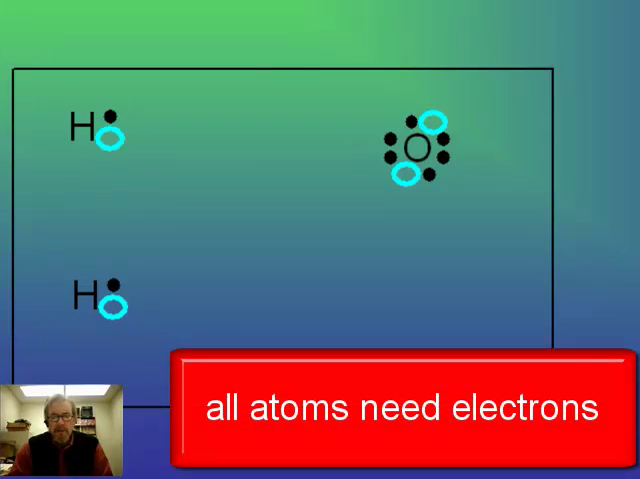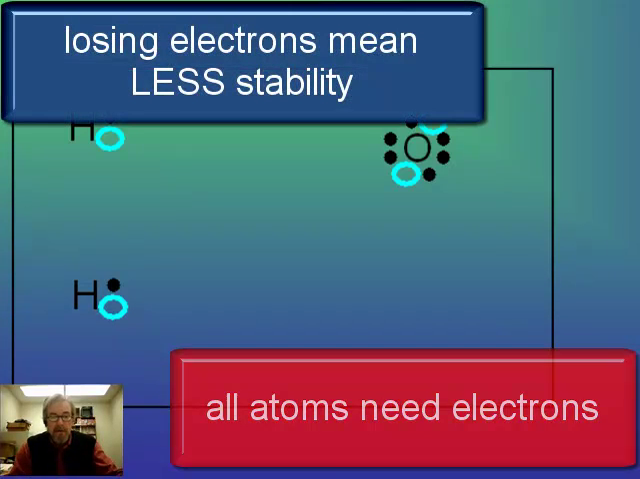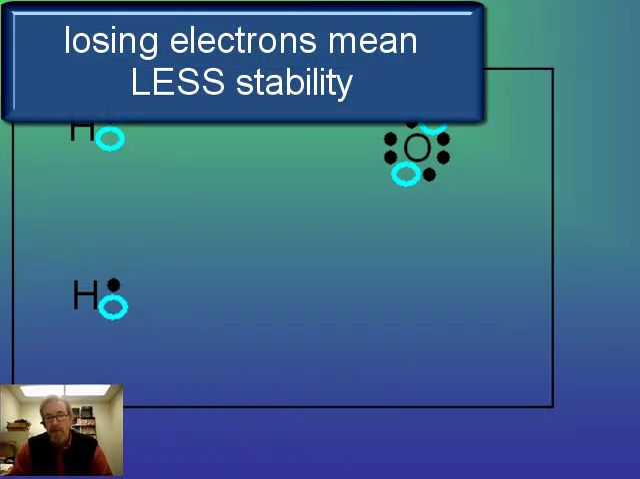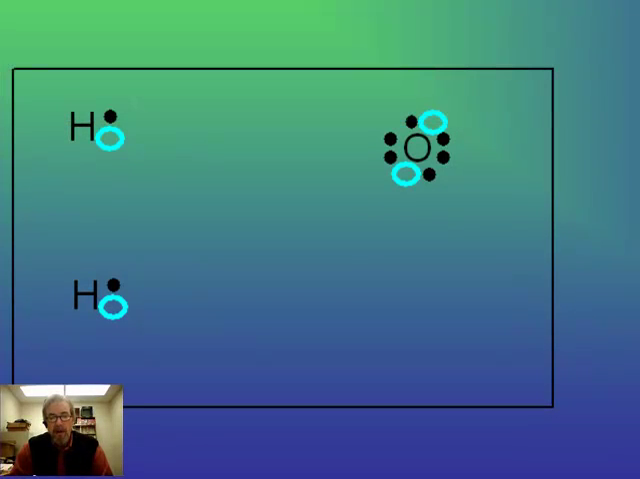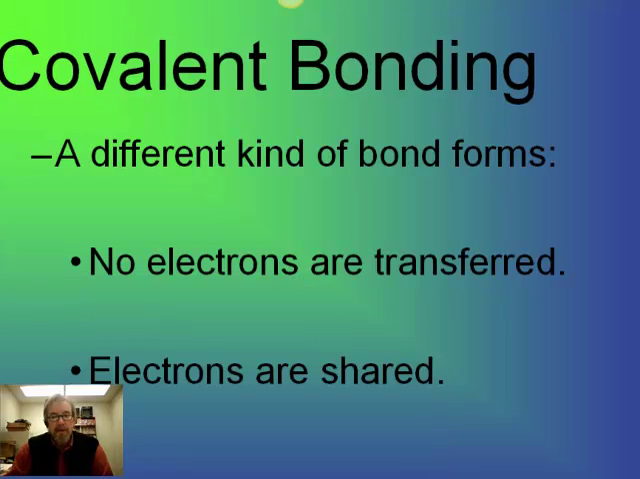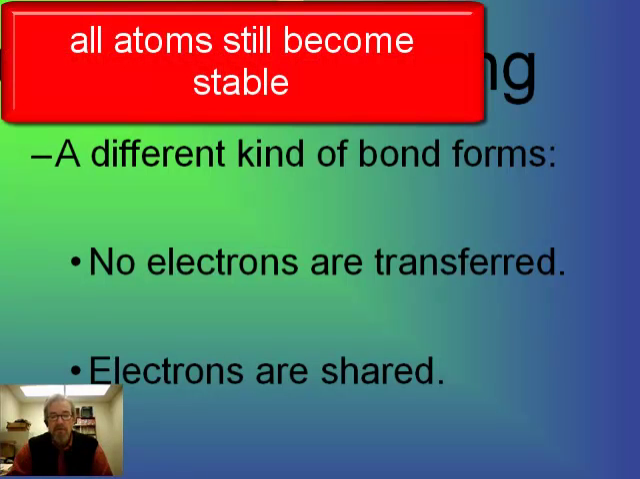Now in this case, all the atoms need to gain electrons in order to become stable. If any atom gives up electrons in this situation, it becomes even less stable than it was before. So in these cases, a different kind of bond has to form. And that bond is called a covalent bond. In covalent bonding, no electrons are transferred like in ionic bonding. Instead, the electrons are shared by the two atoms in order to gain stability. So the result is all the atoms that are involved still become stable, just like in ionic bonding, but they do it through a different pathway.